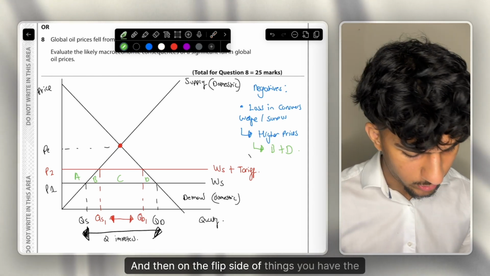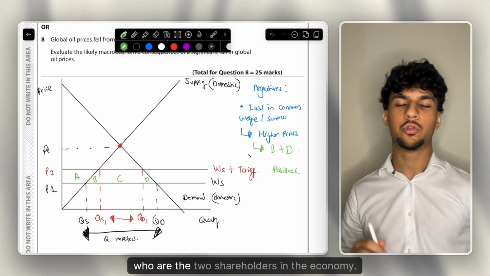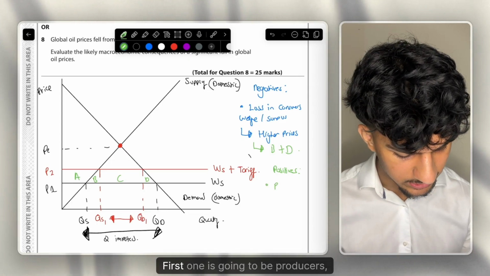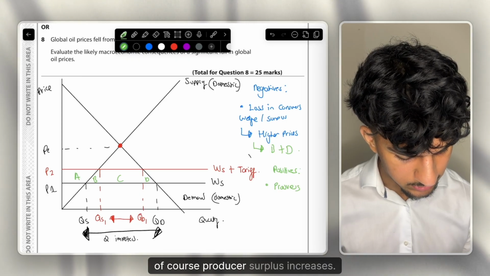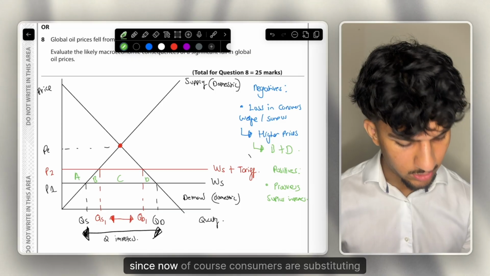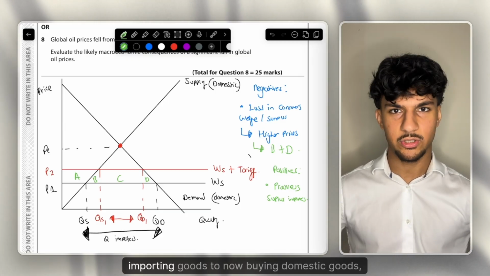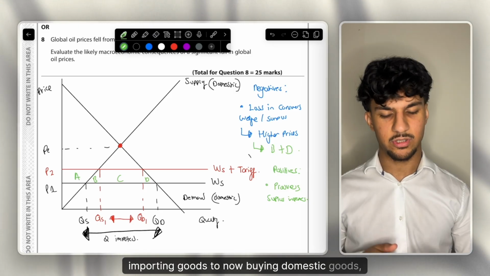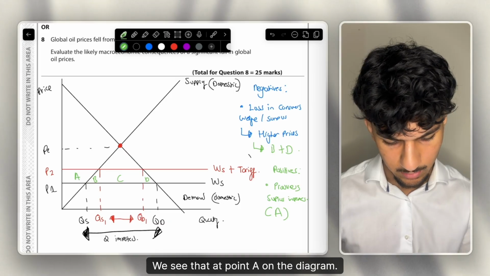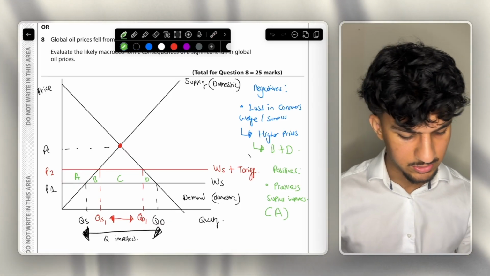And then on the flip side of things, you have the positives, which are, of course, the two stakeholders in the economy that are going to have a positive effect. First one is going to be producers, of course. Producer surplus increases. Why? Since now, of course, consumers are substituting away from importing goods to now buying domestic goods, and we can see that at point A on the diagram. So this little, I don't know what you call that shape, trapezium, is the producer surplus increasing.